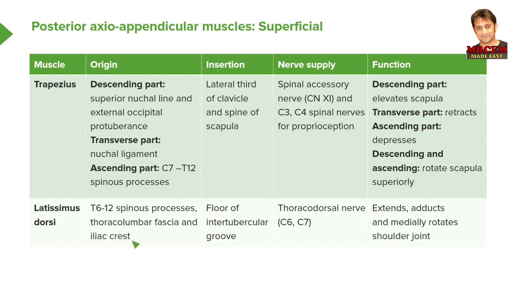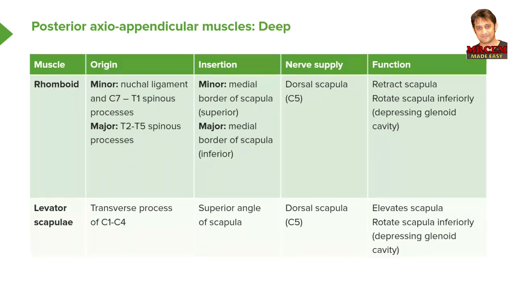Latissimus dorsi, we can see it's coming from those bony regions that I mentioned, and it's passing to the intertubercular groove, specifically the floor. It's innervated by the thoracodorsal nerve, and this originates from spinal cord segments C6 and C7. It's important in extending, adducting, and medially rotating the shoulder joint.